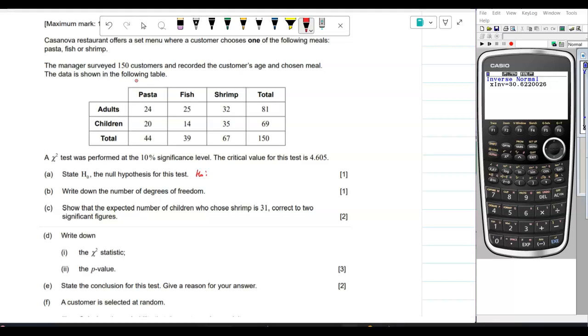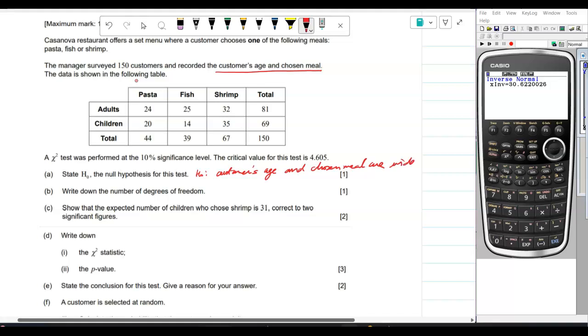So customer's age and chosen meal are independent. These two are independent, and H1 is always that they are not independent of each other. Degrees of freedom. Your calculator gives you everything. Matrix, I know. After that, what do you do?